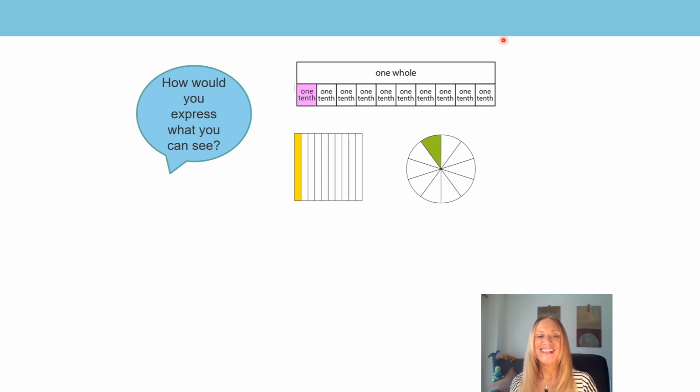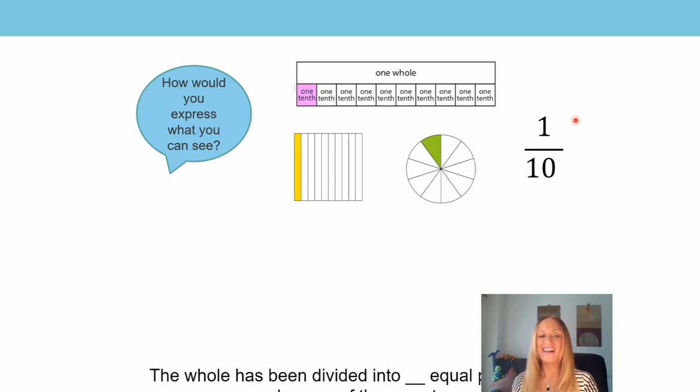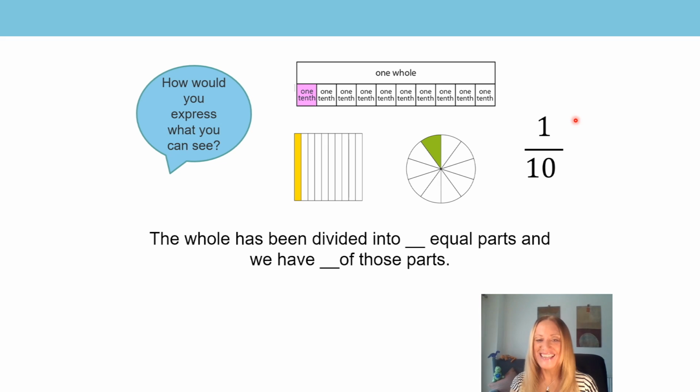What did you write down? Did you write that these all show 1/10? Well done. And so what does that mean? It means that the whole has been divided into 10 equal parts. Excellent, which is what's represented by the denominator. And we have one of those parts. Fantastic. And we can see here, can't we, in this top diagram that the whole has been divided into 10 equal parts and each of those parts is 1/10. So that's a little recap on our fractional language.